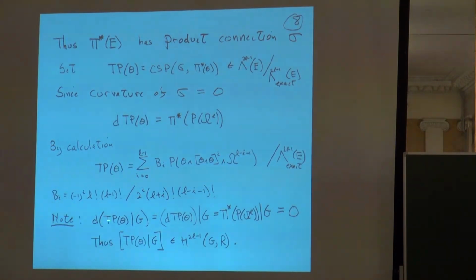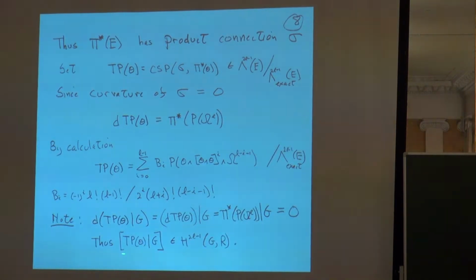When you restrict this form to the fiber, you can see that it's closed on the fiber, because D of it is totally horizontal, and therefore it's closed on the fiber. So TP theta restricted to G, restricted to the fiber, is actually in the odd cohomology of the group. So all this stuff is in the aegis of transgression.